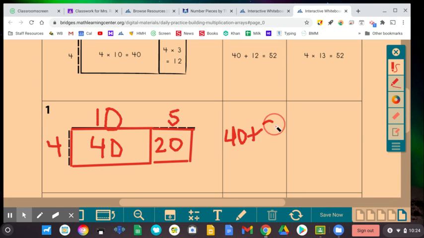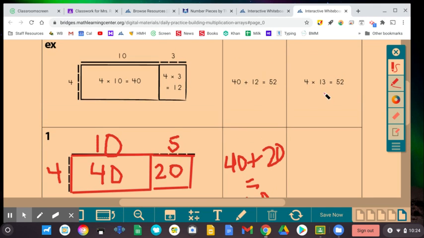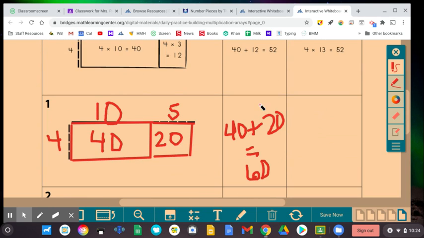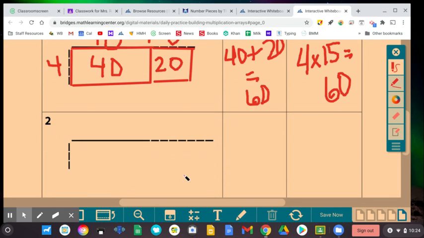plus 20 equals 60. And our multiplication equation, this is the part that tends to throw some students, would be 4 times, and now we have to put these two numbers back together. 10 plus 5 equals 15. Look at the type of problems you're starting to do. So again, fill this in.